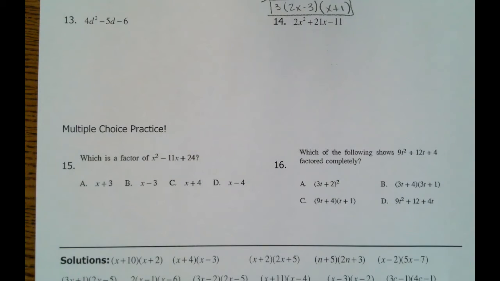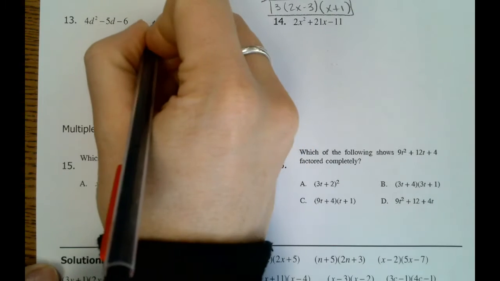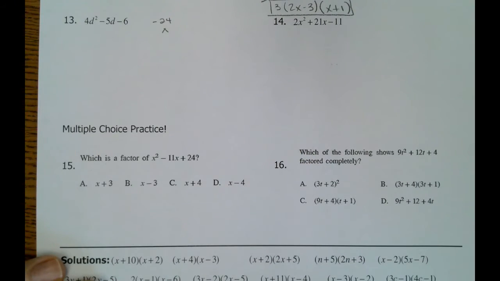All right, group, we are on 13 through 16 on page 23. We're doing split the middle here. We always want to check for a GCF first. If you look at number 13, there's no GCF other than 1. So we're going to go ahead and multiply our first and last term. 4 times negative 6 is negative 24.